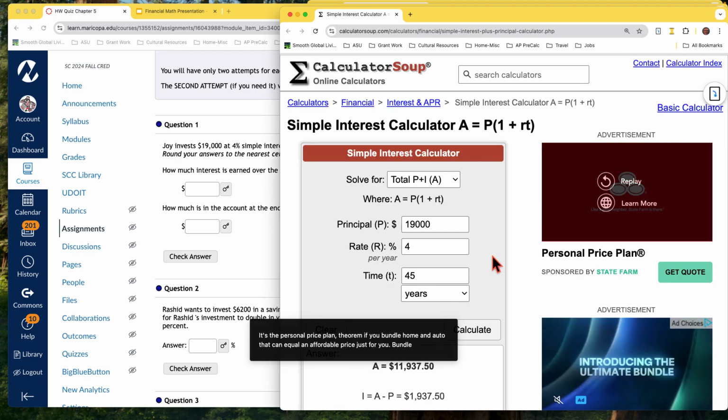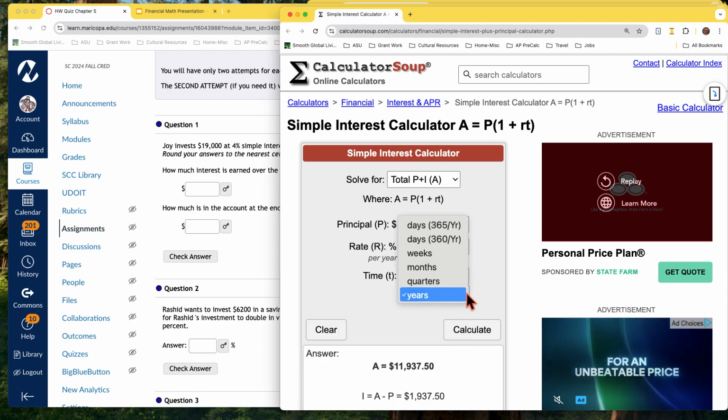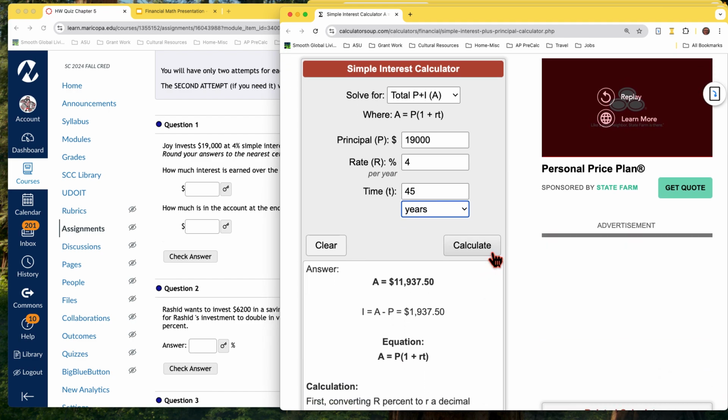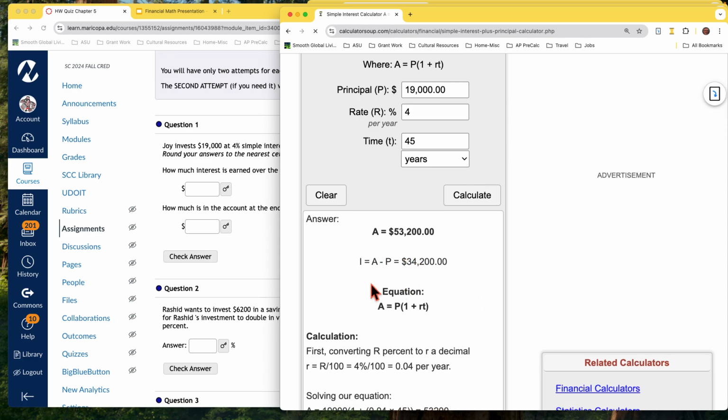You put that in. And again, you can change years to months or whatever they give you, but 45 years. And then we just click on the calculate button. What I like about this is it also shows us the formulas involved, that the accumulated value is equal to the principal times 1 plus RT. So if you want to calculate it by hand, you could.